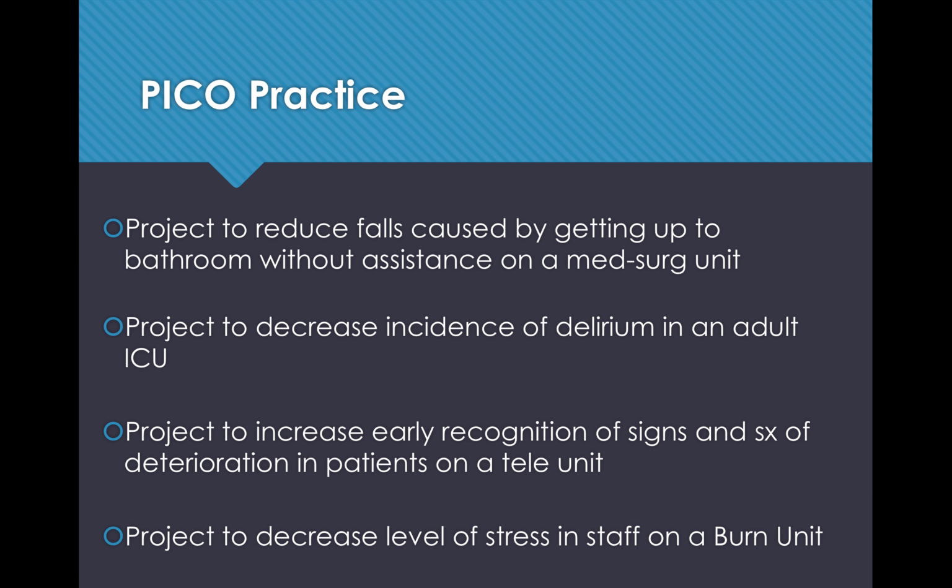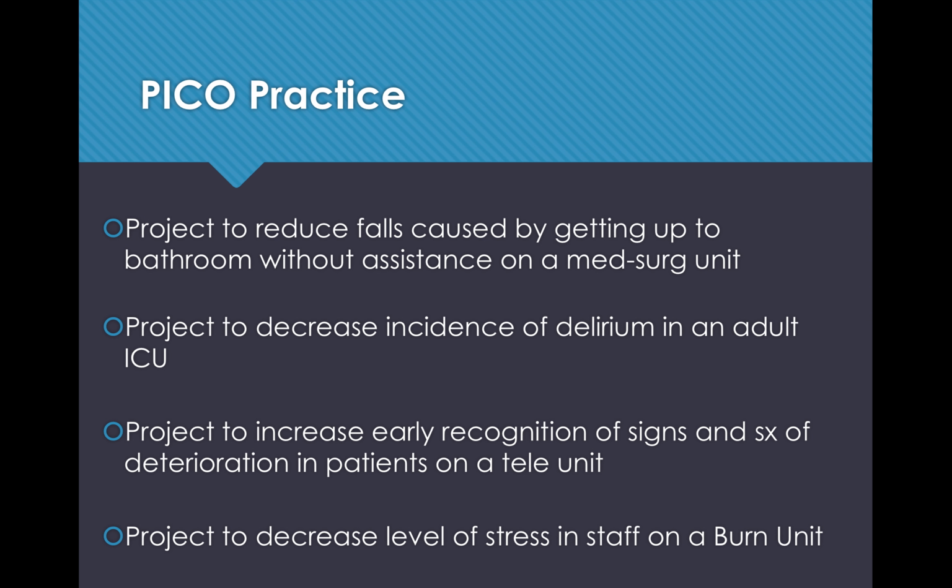The third example, a project to increase early recognition and signs and symptoms of deterioration in patients on a telemetry unit. The P is patients on a telemetry unit. The intervention would be determined by the literature. The C would be the current status or current practice. And the desired outcome would be an increase in early recognition of signs and symptoms of deterioration. Again, this could be more clearly clarified as far as how this would be measured. It might be the number of code blues called versus the number of rapid responses called.